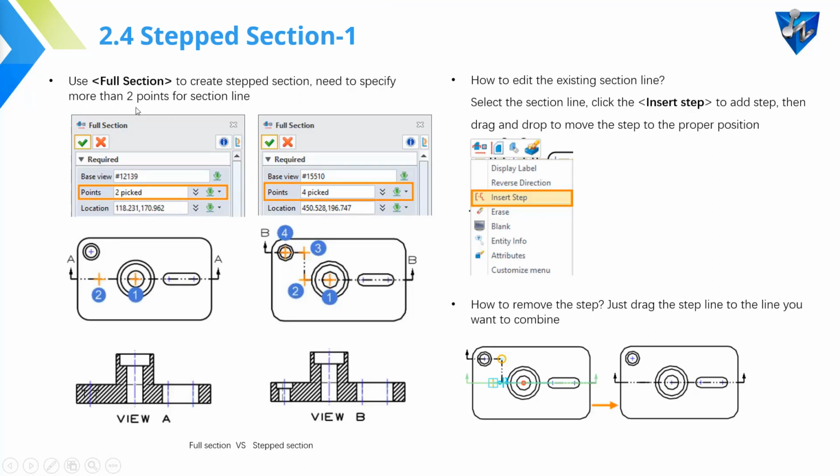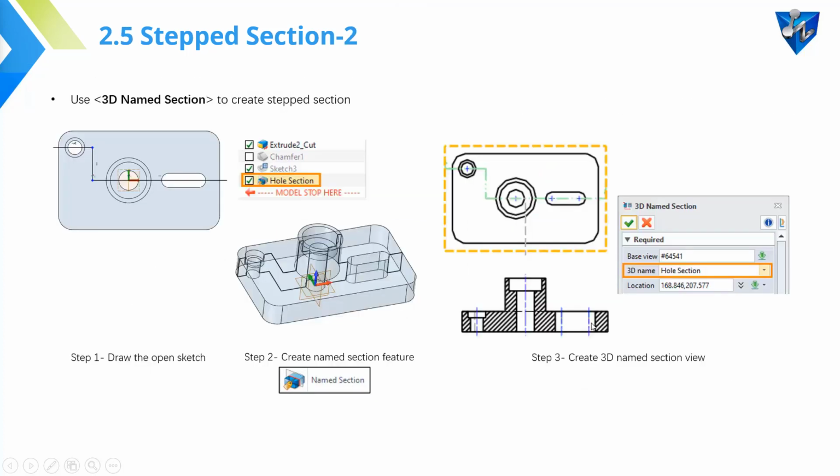We need to specify more than 2 points for the section line. Of course, we can edit the existing section line, remove the step. And also another way to create this step section is using a 3D named section.